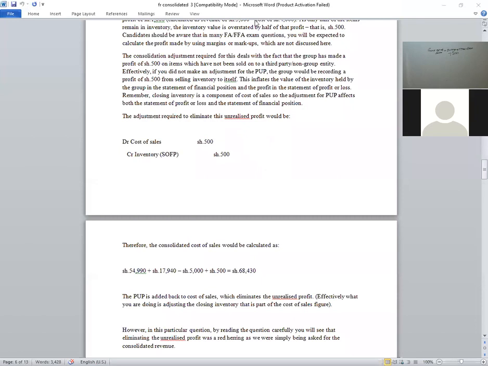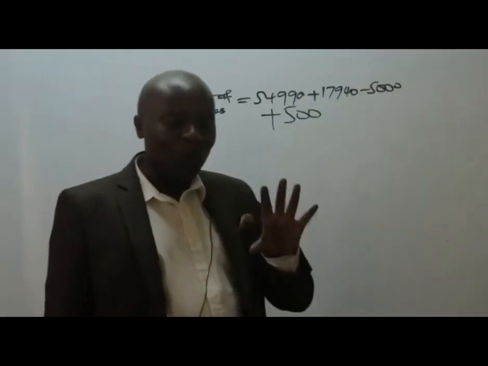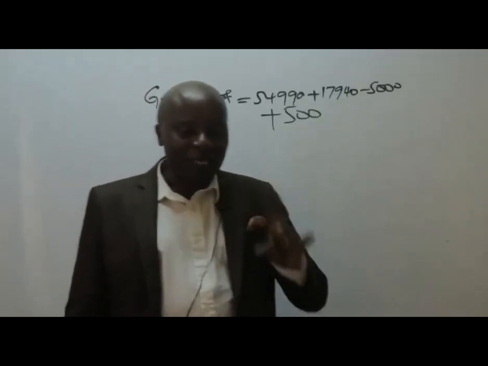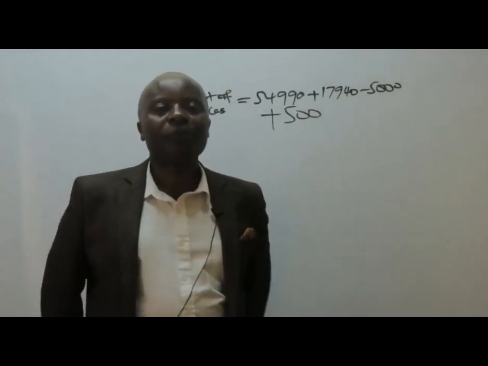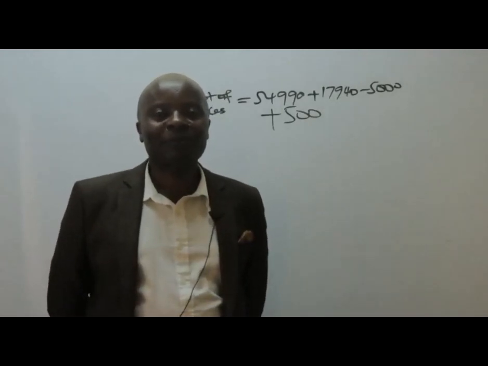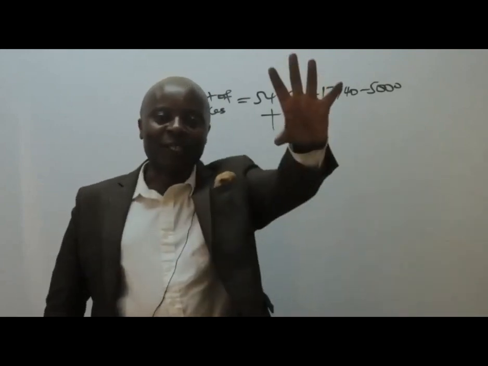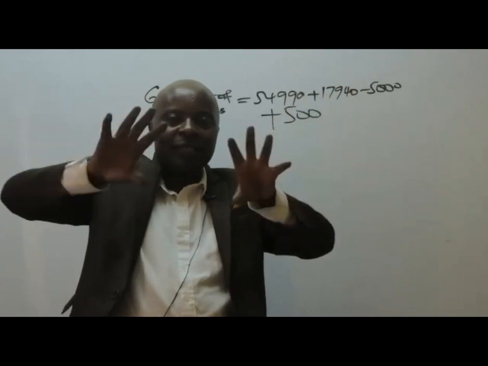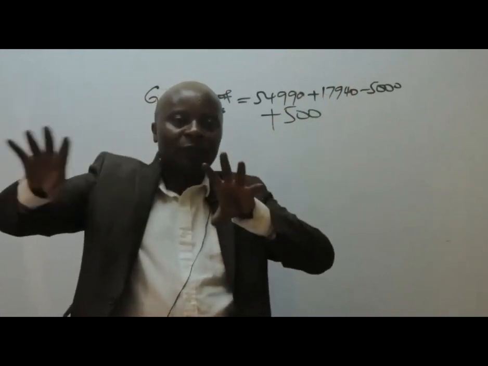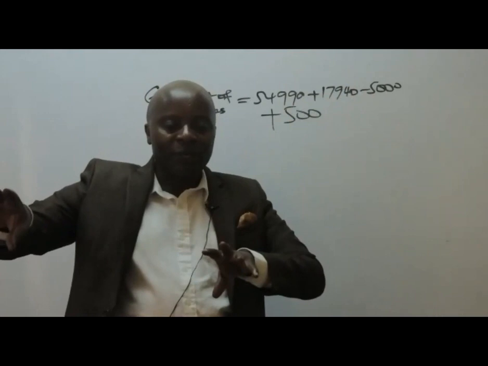Miriam, is it possible to post your question? So, ladies and gentlemen, what have they told us here? What I'm supposed to know in the group cost of sales: I'll take the cost of sales of the parent, I'll take the cost of sales of the subsidiary, I subtract 5,000, plus what here, somebody?